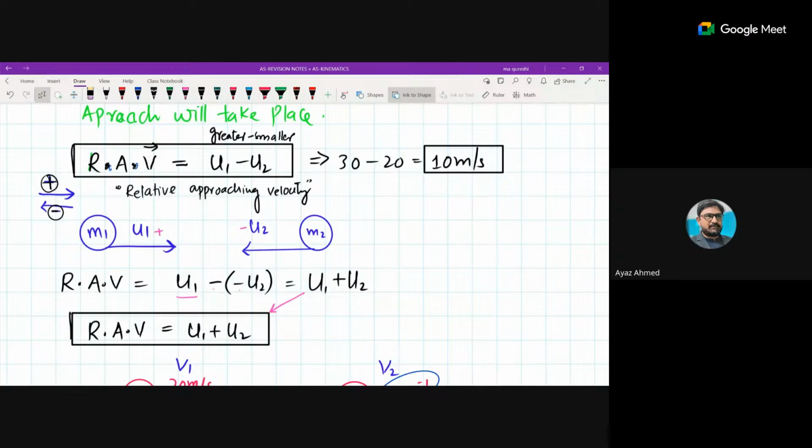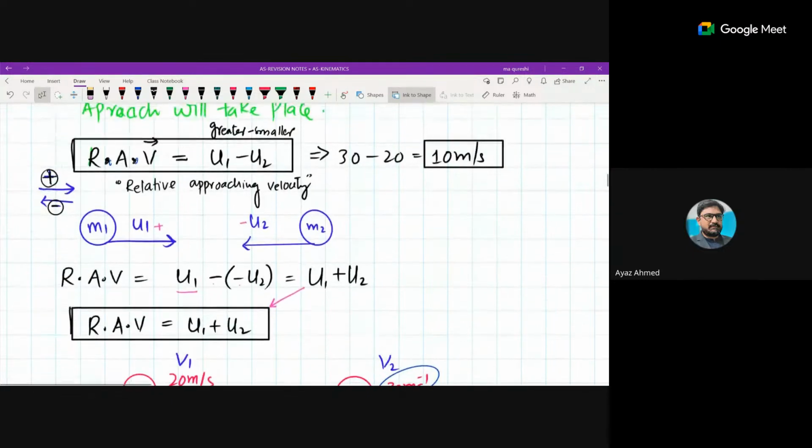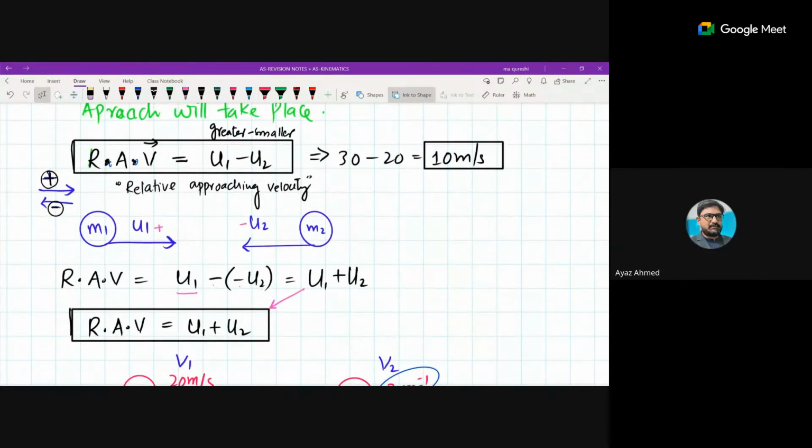When two bodies are moving in opposite directions, their relative velocity is the sum of velocities. And if two bodies are moving in the same direction, their relative velocity is the difference of velocities. Greater minus smaller. Got it?